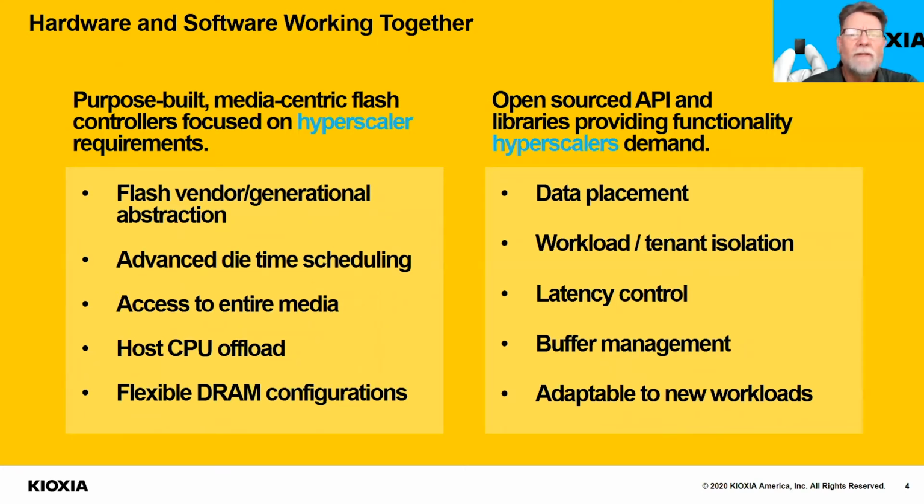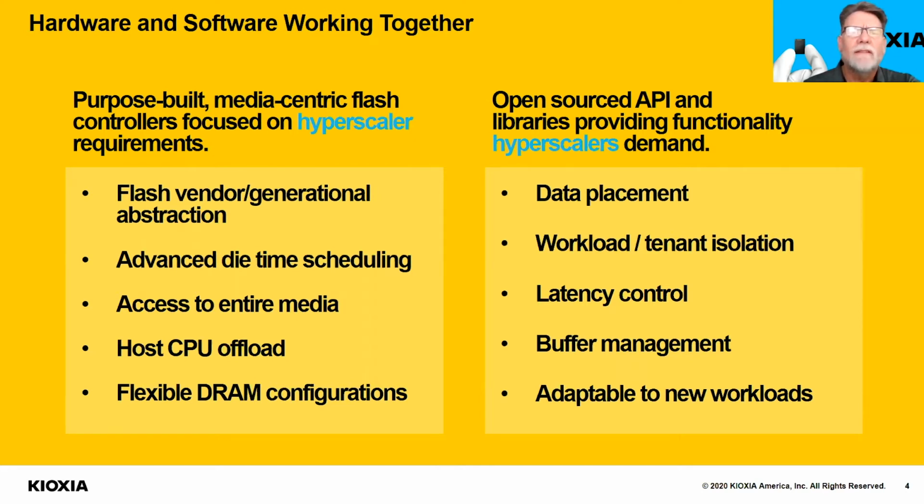Host CPU offload. For hyperscalers, the host CPU can actually be a sellable resource, and so minimizing the impact to the host CPU is very important to them. Flexible DRAM configurations. Flexibility in the DRAM architecture relieves the device from handling worst-case scenarios, and we're going to be talking more about this too.